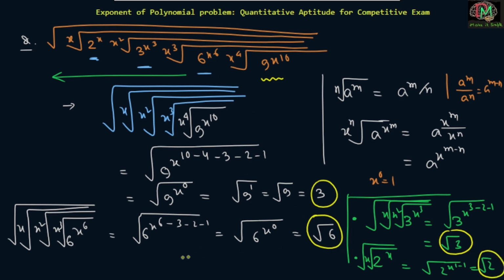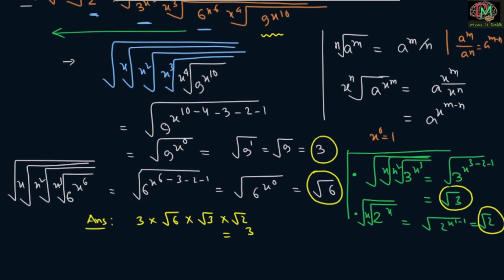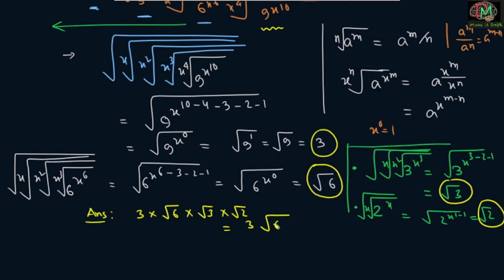and all the relations are in multiplication. So the solution will be 3 into root 6 into root 3 into root 2. So we can write 3, and 6 into 6 under root, and it will be 3 into 6. So 18 is the right answer. And actually you can solve it in one line. I can show you how it is possible.